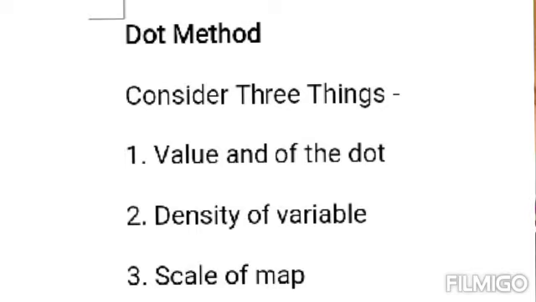Now the third thing we have to consider is the scale of the map. What scale have you taken? Is it 1 kilometer equal to 100 kilometers? Is it 1 kilometer equal to 10 kilometers? Then accordingly we have to decide the dot value, the size of the dot, etc. So these three things we have to consider when using the dot method. First was the size of the dot, second was the density of the variable, and third was the scale of the map.